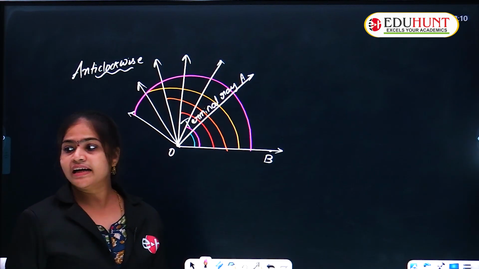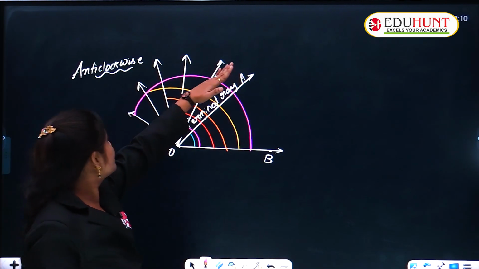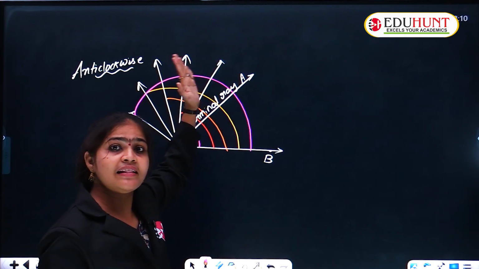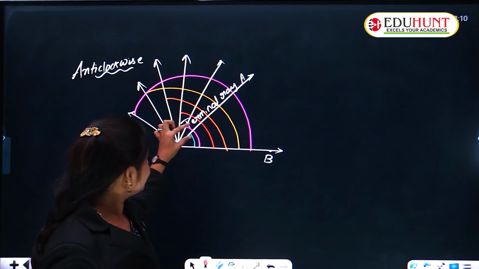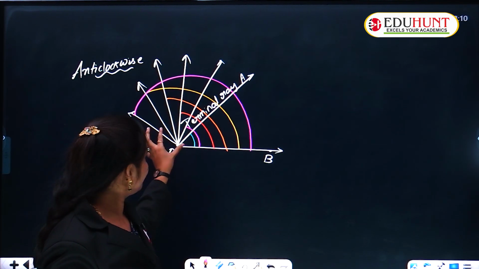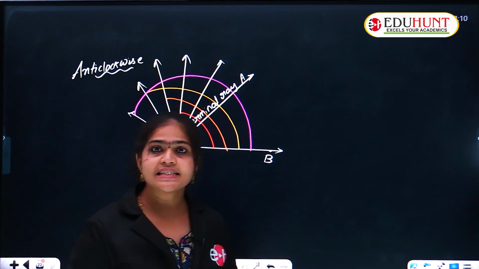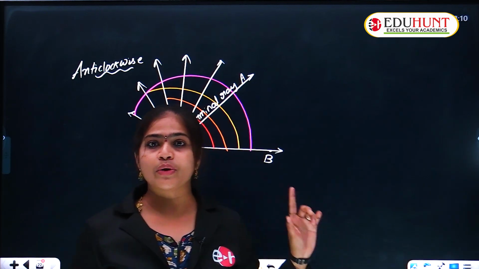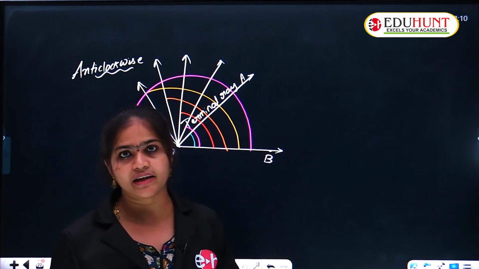What can we observe in these angles? See children, if the terminal ray moves in anti-clockwise direction, what can we observe here? The angle will be in increasing order. This is the smallest angle at the starting. Next, greater, it becomes just increasing order only. From this, what can we say here? If the terminal ray moves in anti-clockwise direction, then the angle will be in increasing order.